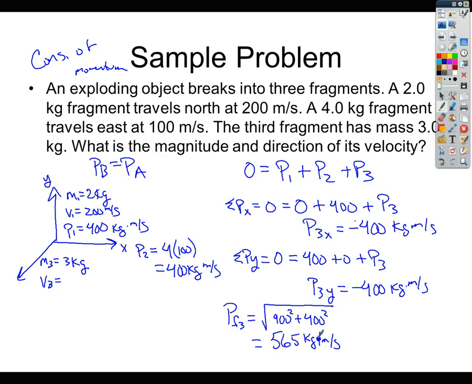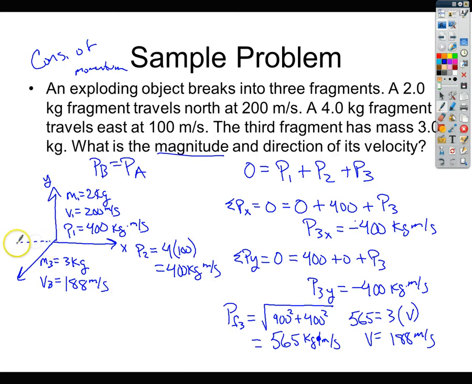If that's the momentum, I know that momentum is equal to the mass, which is 3, times the velocity. And so if I take 565 and I divide it by 3, I end up with 188 meters per second. So that would be the magnitude, 188 meters per second, but I still need to know the direction.